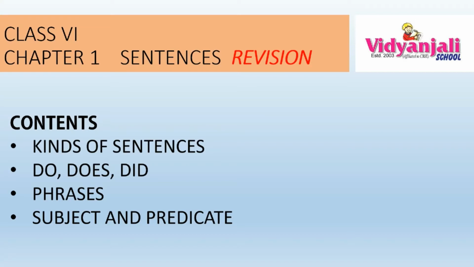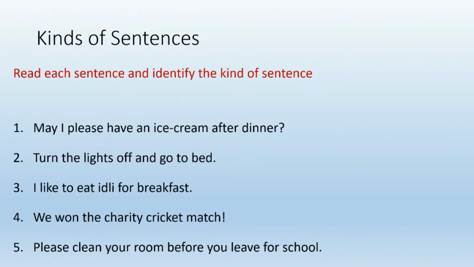So, what is a sentence? A sentence is a group of words that gives complete sense. And based on the thought and expression, there are four kinds of sentences. What are the four kinds of sentences? Assertive or declarative sentence, exclamatory sentence, imperative sentence, and interrogative sentence.